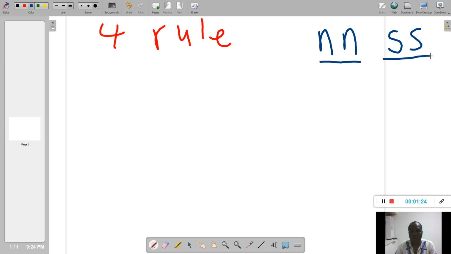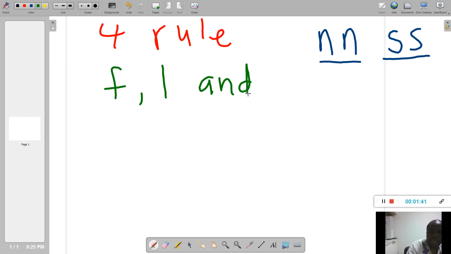Now let's listen to how it goes. With the double consonant rule, we are saying to double specific consonants, not all of them: F, L, and S. So we're giving 3: F, L, and S. We have to double them. When do we double them? When these 3 letters are at the end of a word. Any word? No, not just any word, but a one-syllable word.